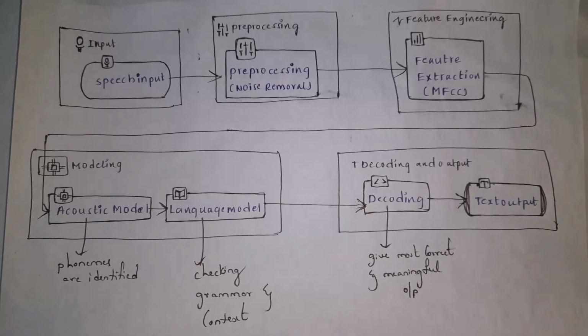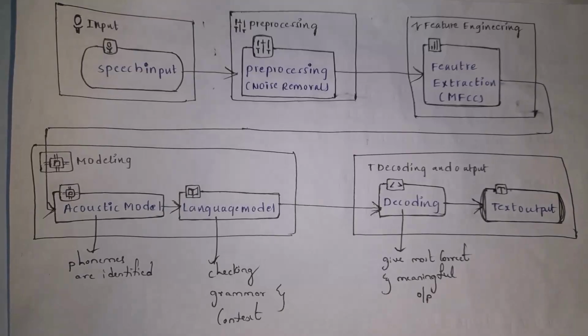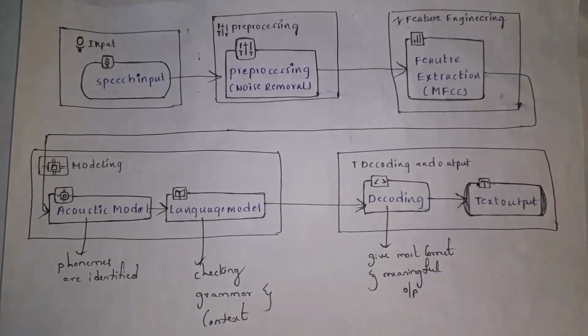After feature extraction, the next step is modeling. In this, we'll use two types of models. One is the acoustic model and the next one is the language model. By using the acoustic model, phonemes are selected, which are small parts in our speech. For example, whenever I speak bat, B-A-T, we call these three phonemes. Whereas by using the language model, grammar and context checking is done. For example, whenever I speak I eat rice, it is correct, but whenever I speak I eat laptop, it is wrong.